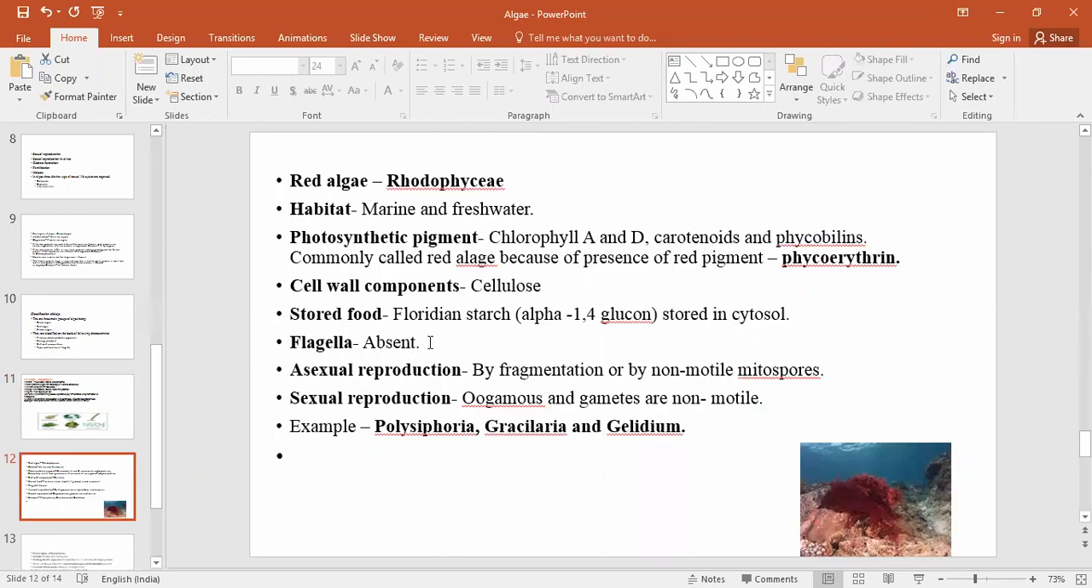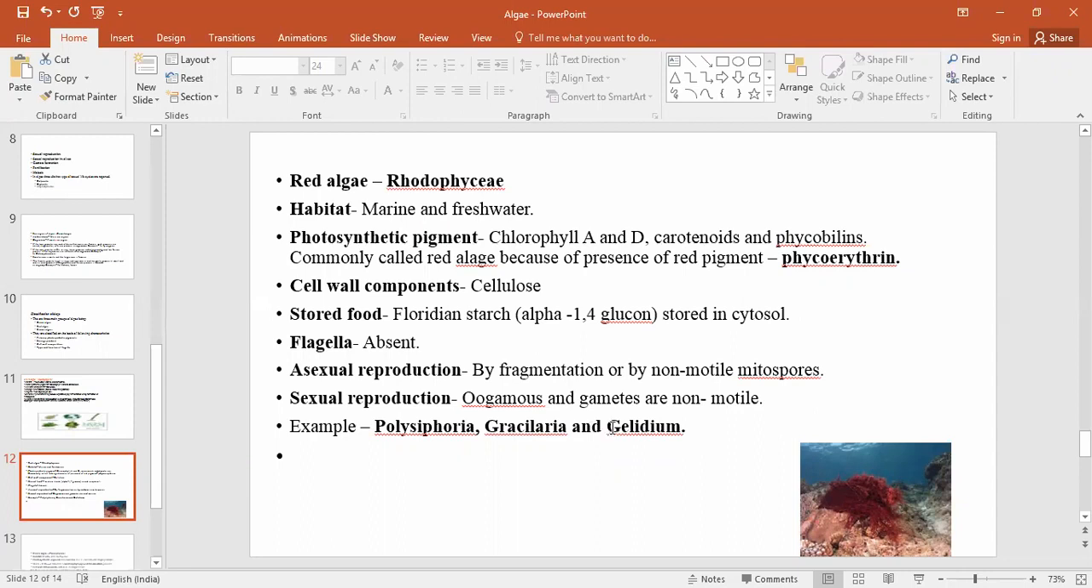In chlorophyceae, flagella are present. In rhodophyceae, flagella are absent. Then, they reproduce by both asexual and sexual modes of reproduction. In the asexual mode, they use fragmentation and non-motile monospores. In the sexual reproduction, they use the oogamous mechanism, and the gametes are non-motile. Examples are Polysiphonia, Gracilaria and Gelidium. This Gelidium is also a source of agar.